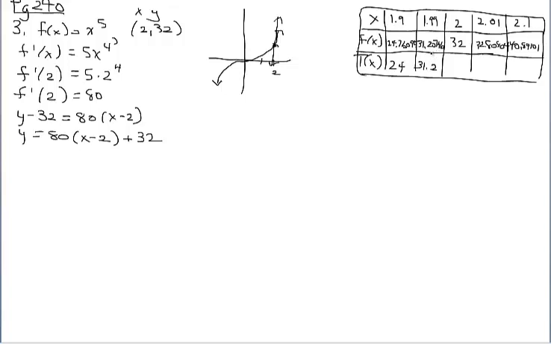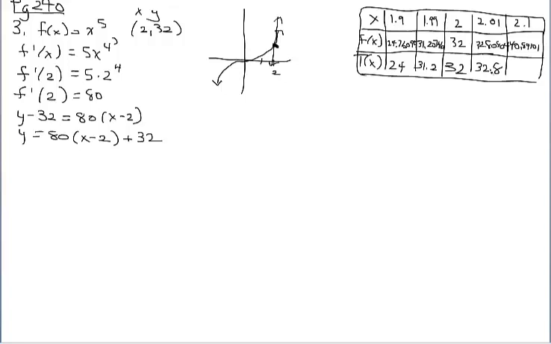Okay, let's plug in 2. Here we're going to get 0 plus 32 is 32. And that makes sense because they share that point right there, the function and the tangent line. All right, let's plug in 2.01 to the linearization. So 2.01 minus 2 times 80 plus 32 is 32.8. So these y values should be very, very similar.